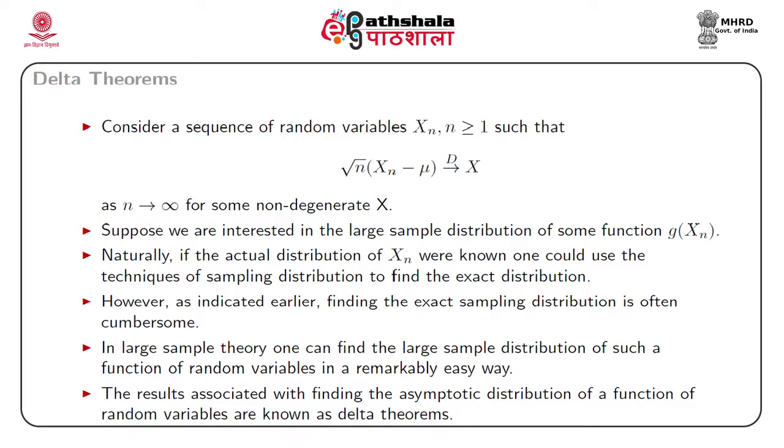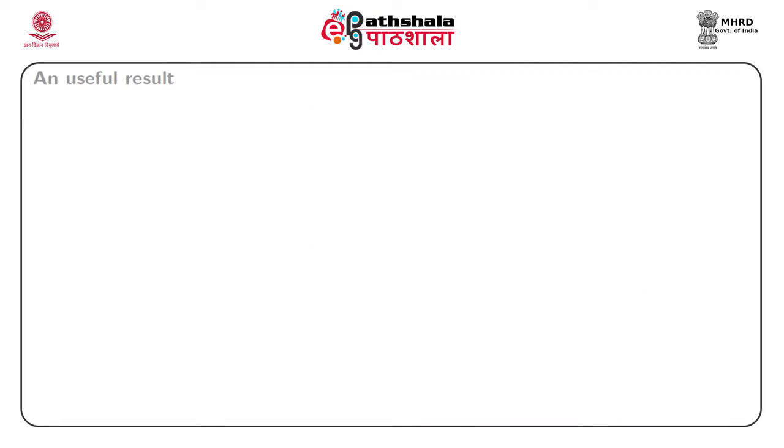We have used the Jacobian technique to find the exact sampling distribution of functions of random variables, and now we shall show how the asymptotic distribution of a function of a random variable can be found using these delta theorems. So let us start with a useful result. This result is related to Taylor's expansion with random arguments. The result is like this.